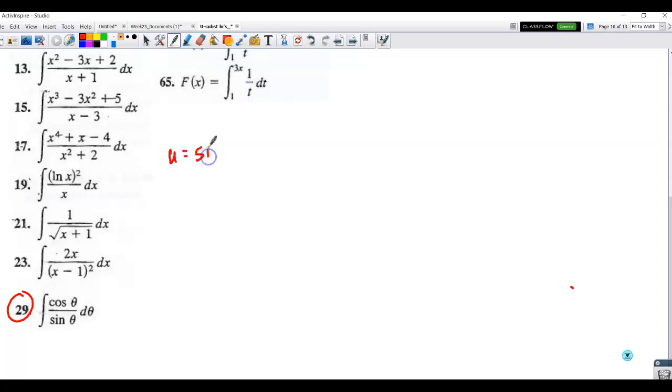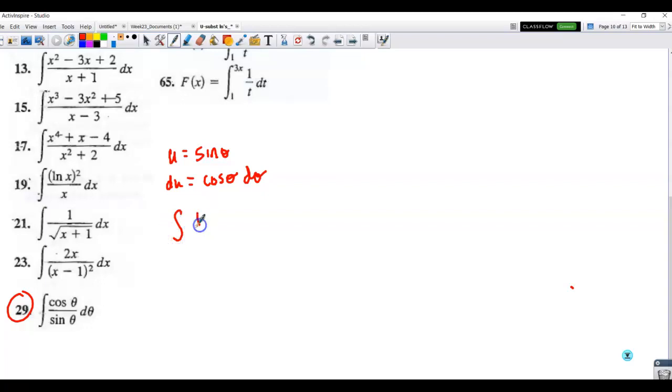It is in the denominator. I could pick cosine theta and see if that would get me anywhere, and if it did not, then I would back up and try again. The derivative of sine theta is cosine theta. That works out beautifully. There's my d theta. I'm going to make my substitution.